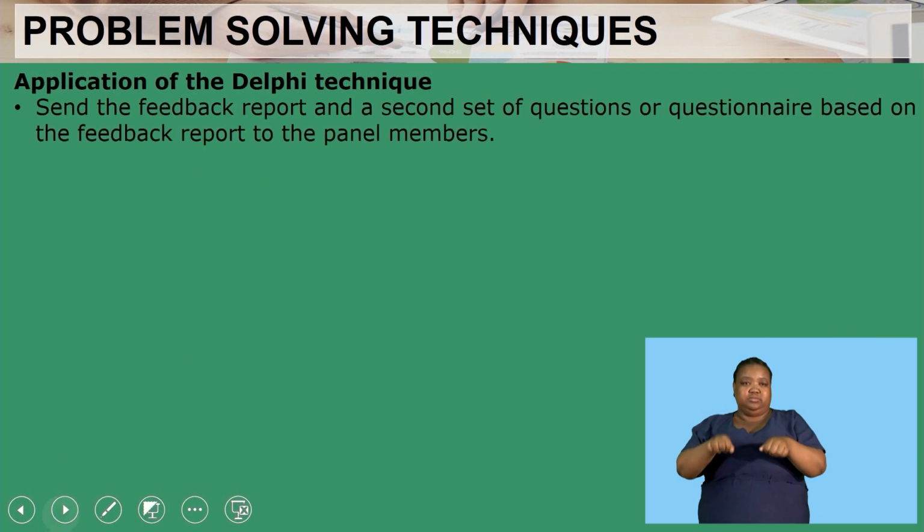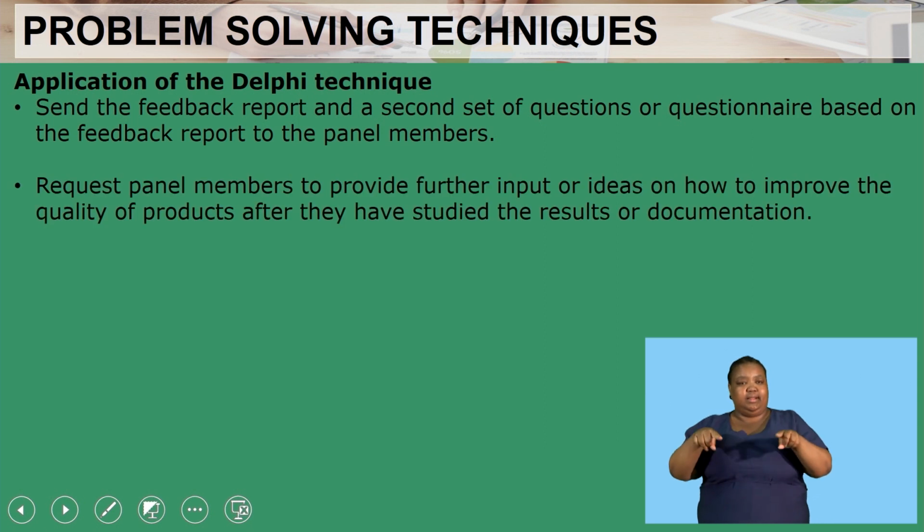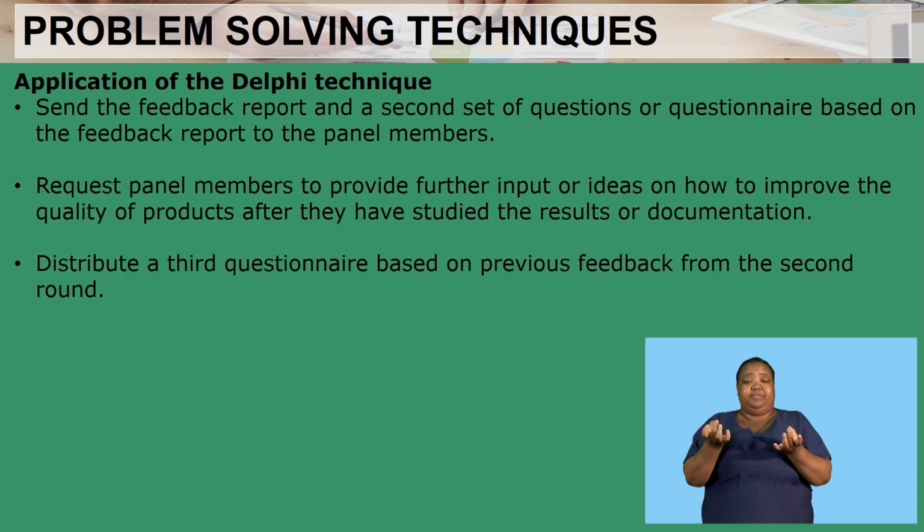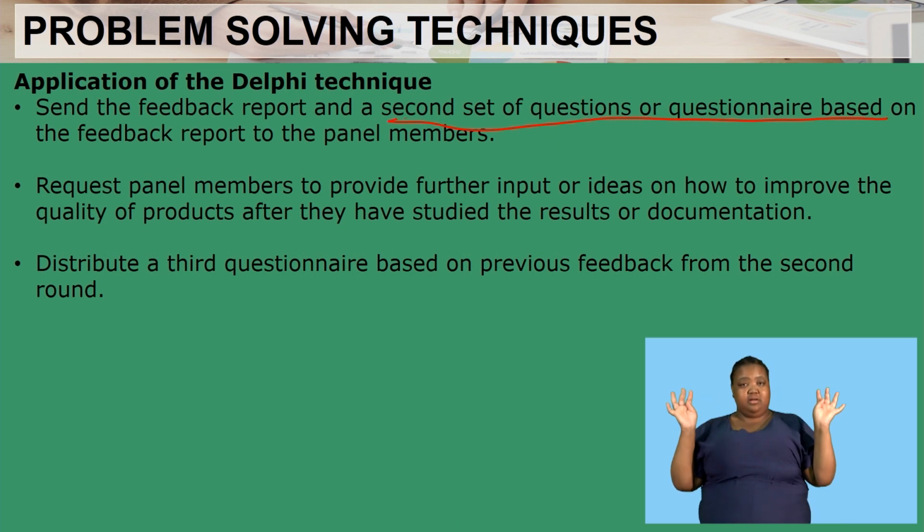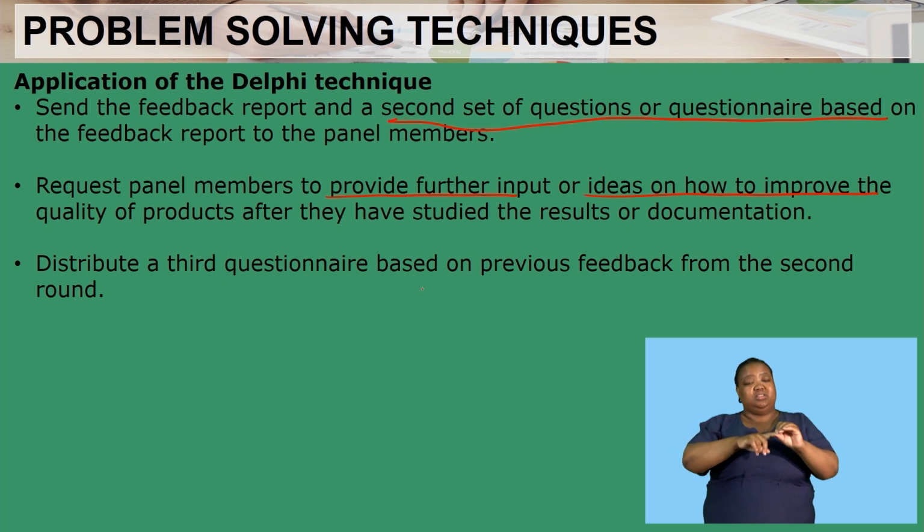Right? There's so many applications, but just to read other applications, send the feedback report and a second set of questions or questionnaire that is based on the feedback report to the panel members. Right? Remember the panel members, it's your experts. Request panel members to do what? To provide further input or ideas on how to improve the quality of products after they have studied the results or documentation. Then we're going to distribute a third questionnaire. Remember, we had the first round, the second set of questions. Now we're doing a third questionnaire based on the previous feedback from the second round, like I said.